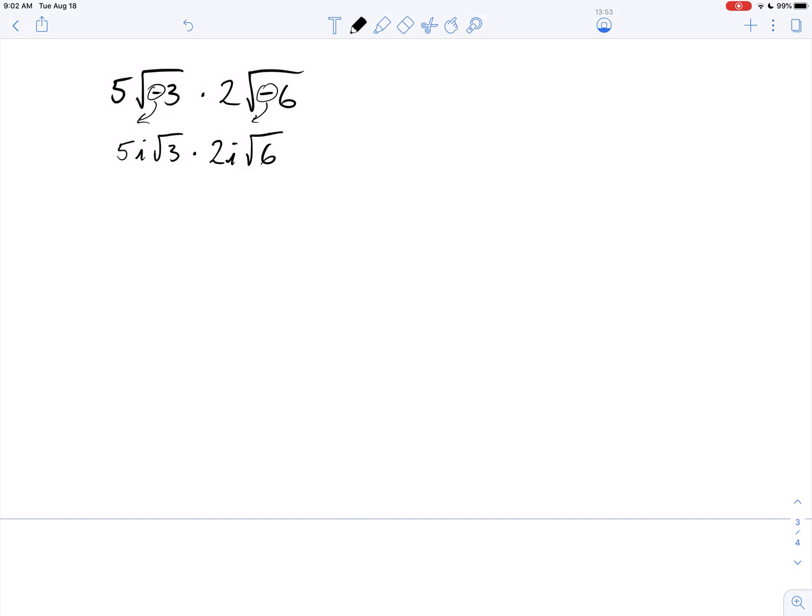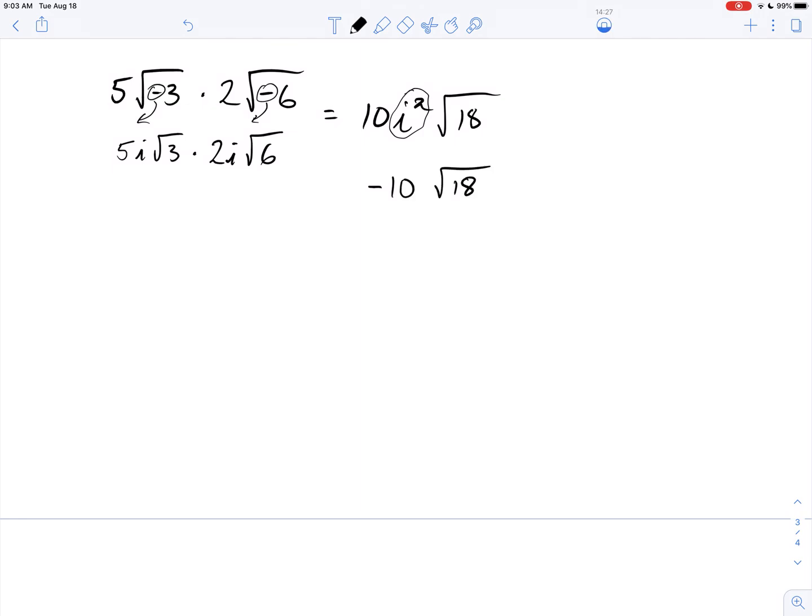On the outside, I would get 5 times 2. Well, that's just 10. I'd get i times i, that's i squared. I would get rad 3 times rad 6, that is rad 18. But now we still have to clean this up. Simplifying still means I can't have an i squared in my answer. If I see i squared in an answer, I know it's wrong, because i squared represents negative 1. So what do I really have on the outside? I have 10 times negative 1, we'd call that negative 10.